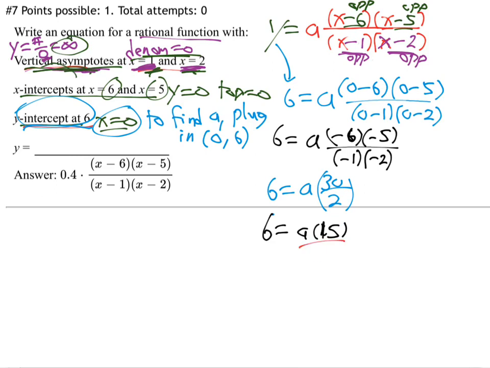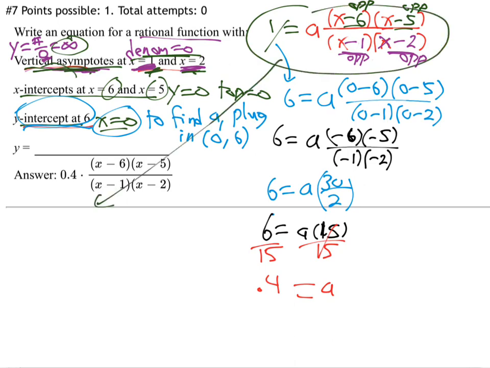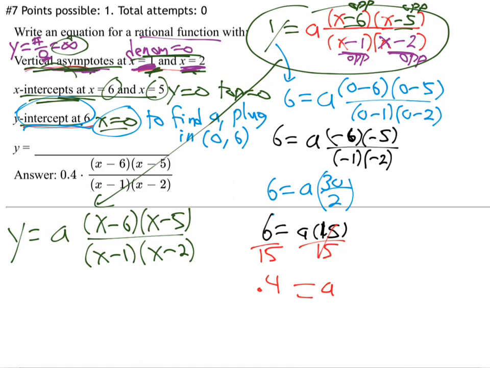Last step to solve for A. Divide by 15. A must be 6 divided by 15 in your calculator, 0.4. So A is 0.4. So we have our answer now. You grab this, bring it down here. Y equals A times (x minus 6)(x minus 5) on the top, because those are the x-intercepts, makes the top 0, makes y 0. And the bottom is (x minus 1)(x minus 2), because those are the vertical asymptotes, makes the bottom 0, makes the y go to infinity. And now we know what A is. A is 0.4. So there we go.